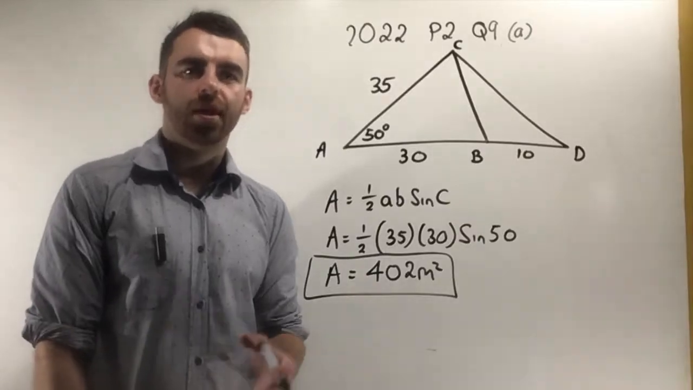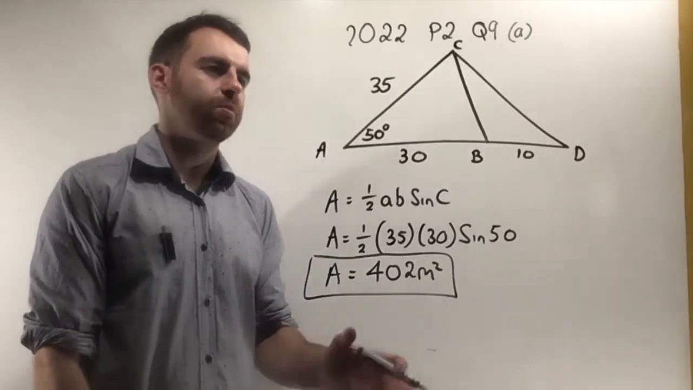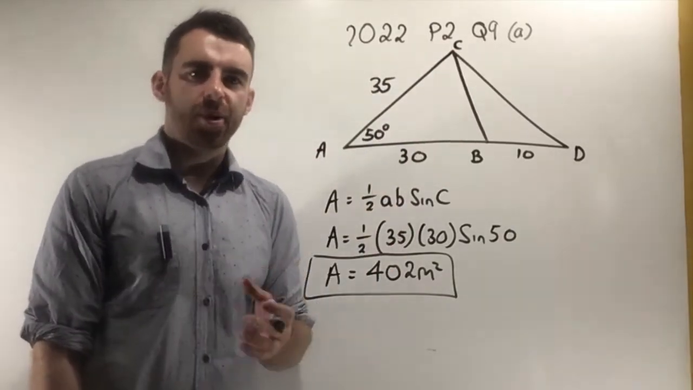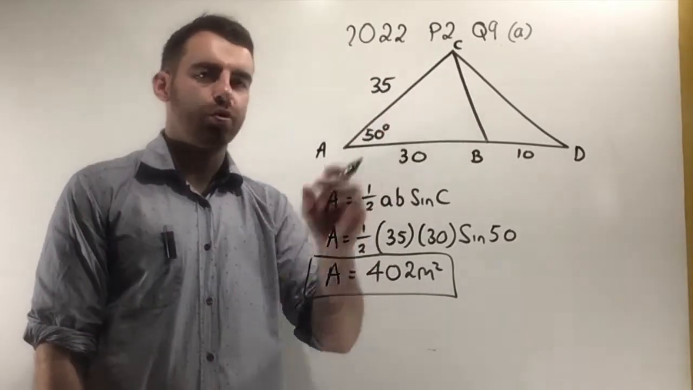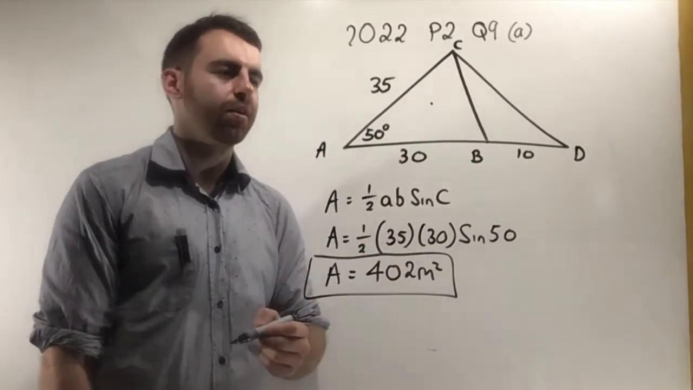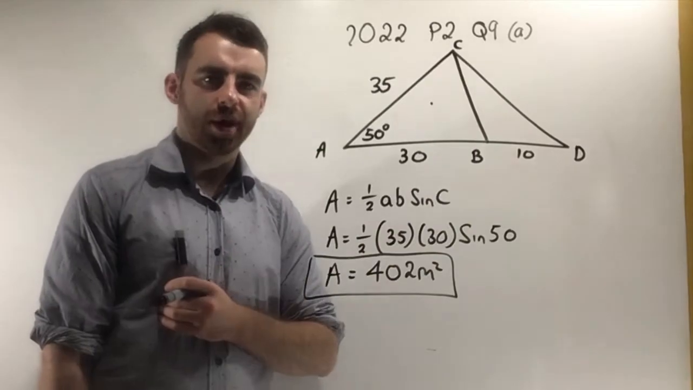Okay, in this tutorial, I'm talking to you about trigonometry, specifically 2022 paper 2 question 9. In the first part of this question, you're given two triangles and you're asked to get the area of this field 1, which is the triangle on the left, and then field 2, which is the triangle on the right.